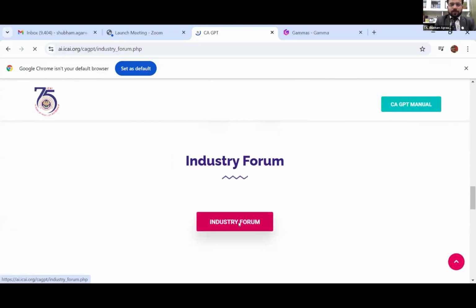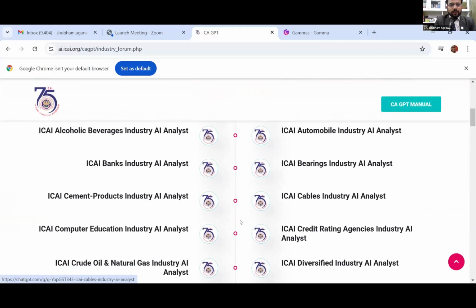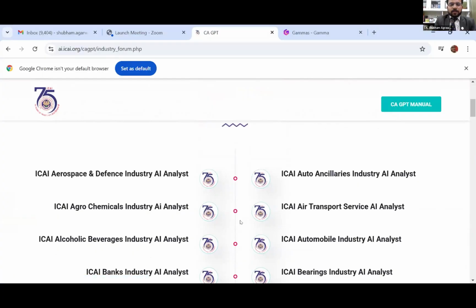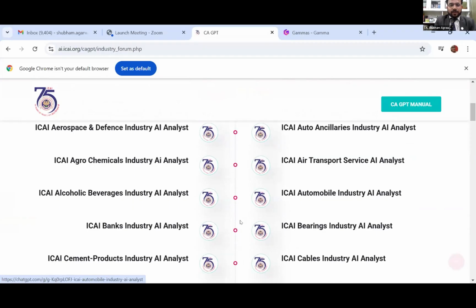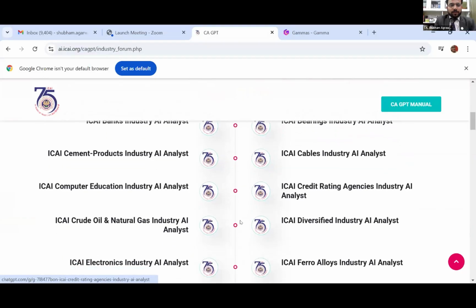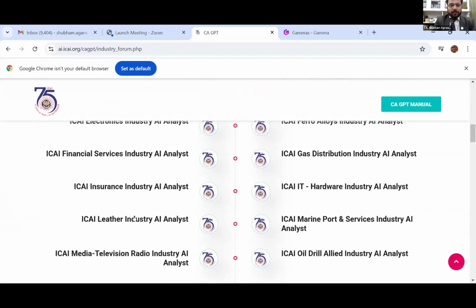So this is the industry forum. Our query is related to... so you can see ICAI has launched the 5,000 listed companies data, first bifurcated industry-wise so that we can take advantage of it. So we are going to the ICAI leather industry AI analyst.